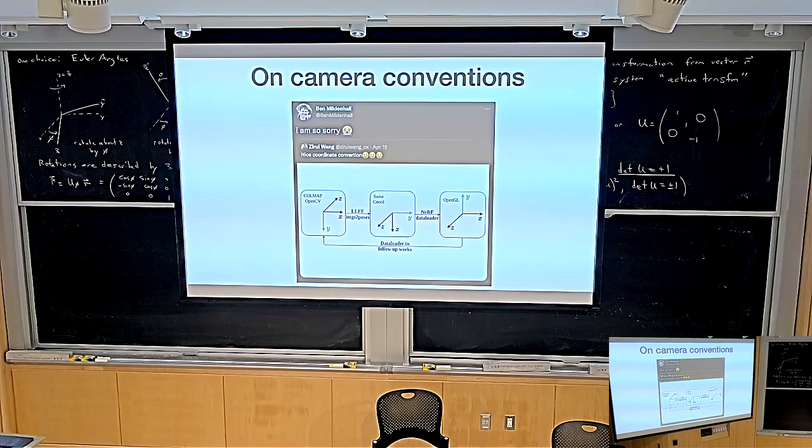And who has started with homework number 1? Oh, a few people. So if you have started with homework number 1, then this will be a problem you'll be confronted with firsthand. So it's not a made-up problem. And afterwards they converted it to OpenGL poses, which is yet another camera convention. Okay.